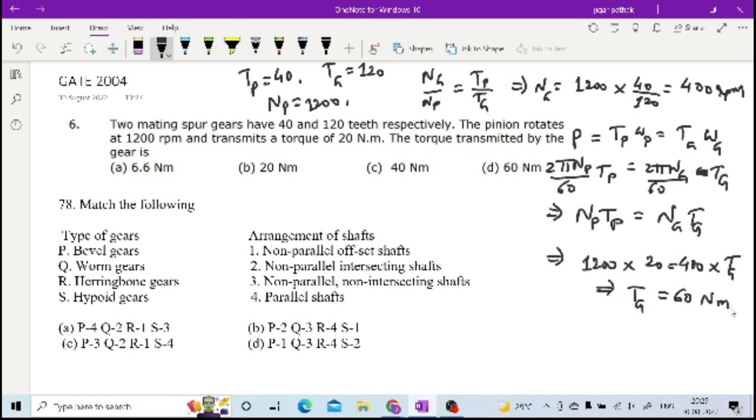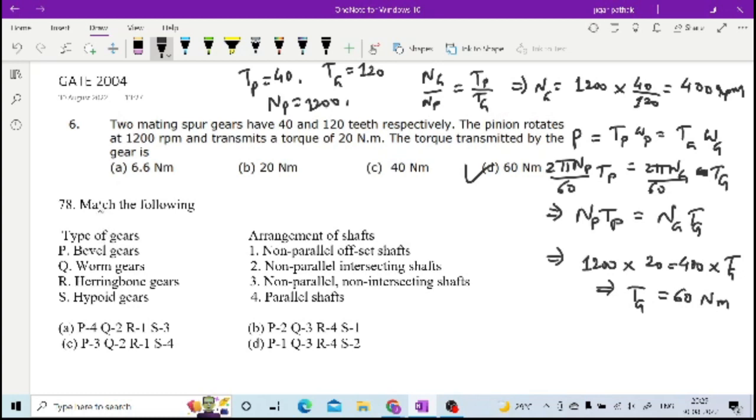So if you observe, the gear is providing more torque. This is answer D, as we have discussed earlier, that we use gear drives in order to have increased torque.